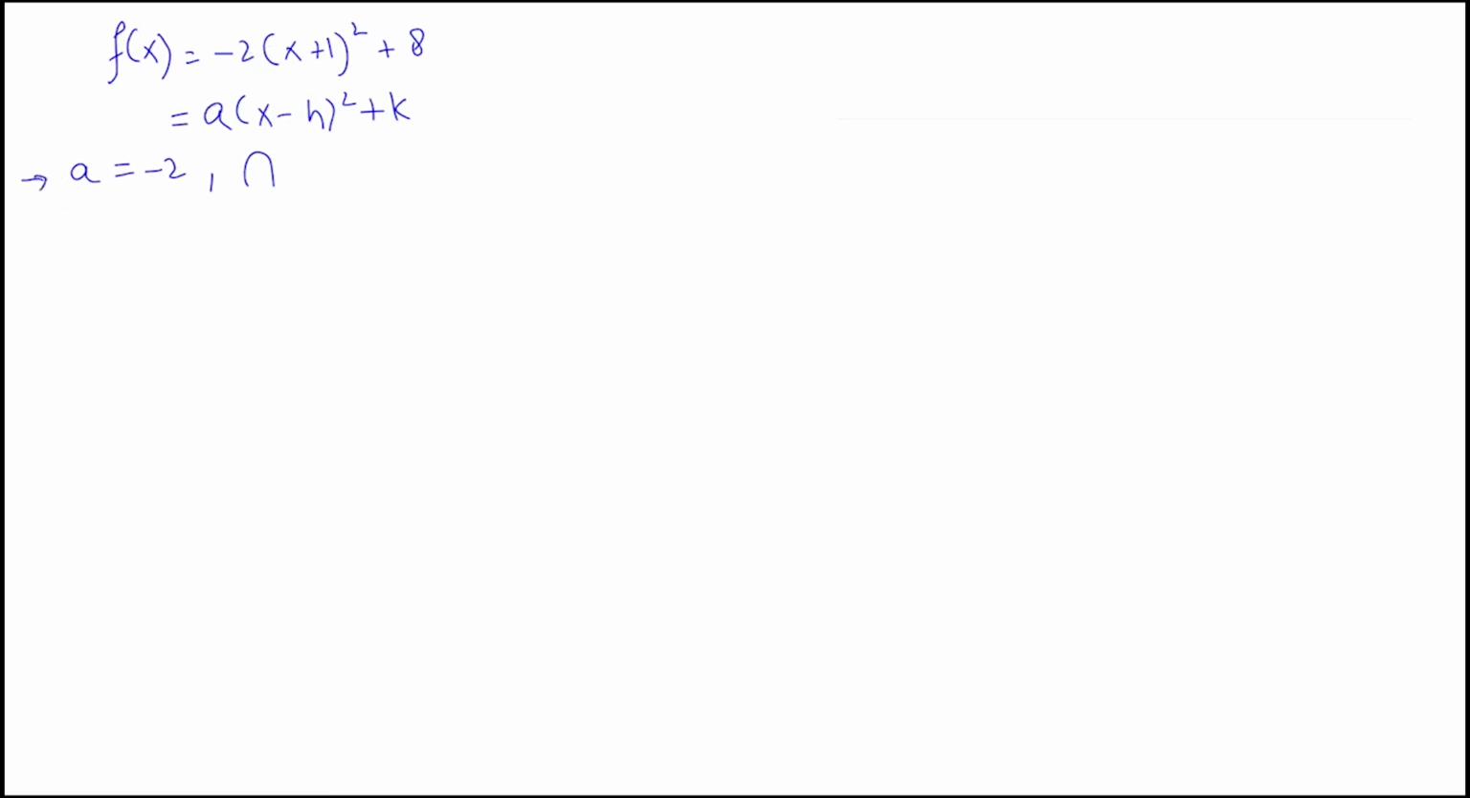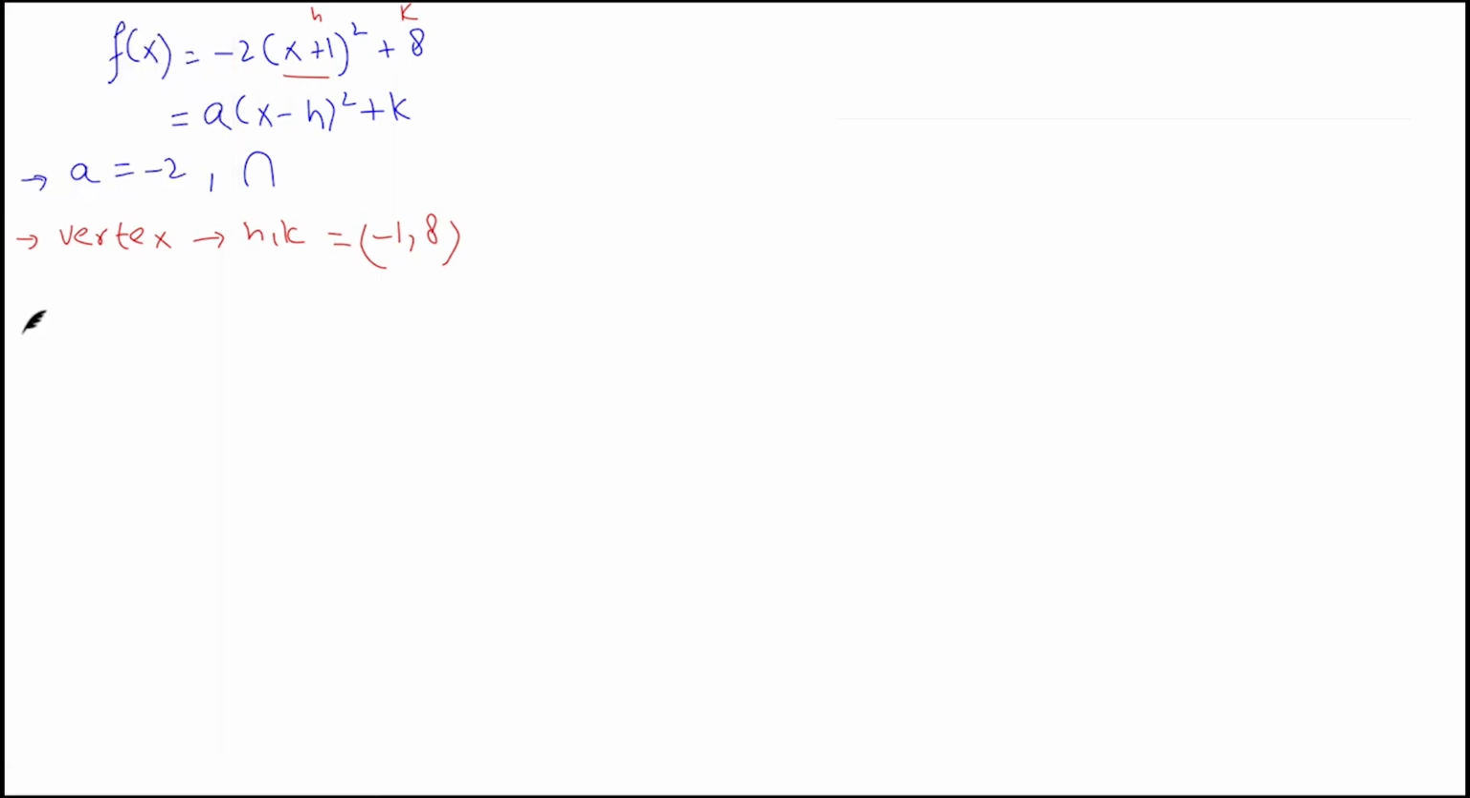After this, we need to find out the vertex, which is already given to us in this form. Vertex is basically h comma k. That is, please be careful with the sign, minus 1 comma 8. You equate this to 0. This is your h and this is your k.